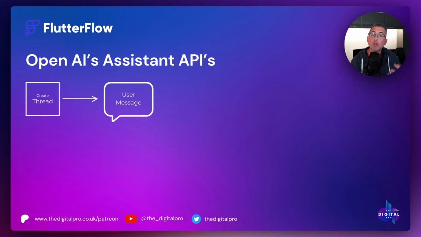Once we've done that, we're then going to create our user message. The user is going to type in the FlutterFlow text box at the bottom there. They're going to hit the send option.